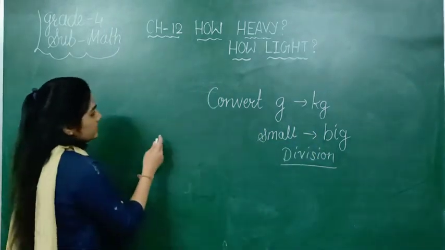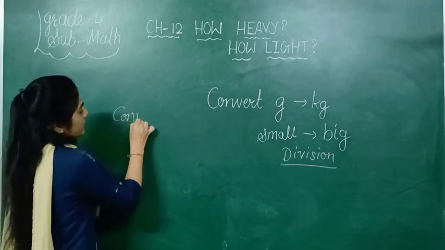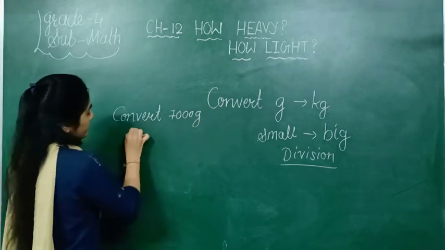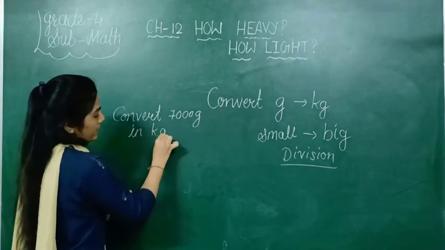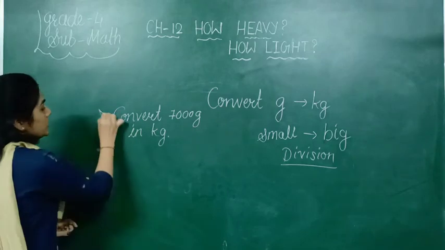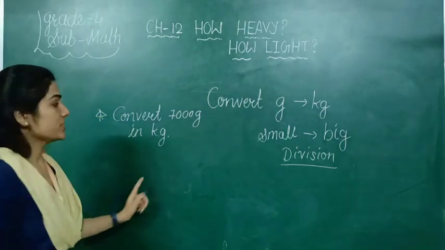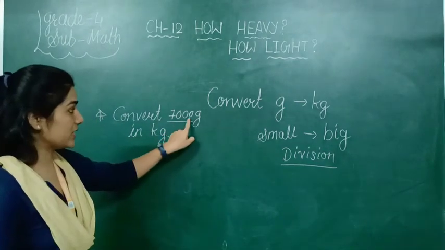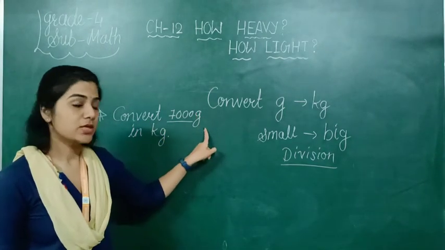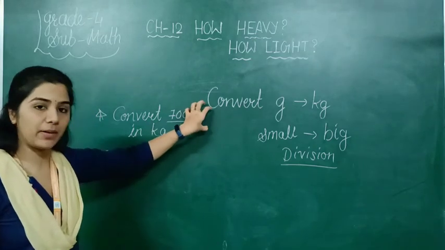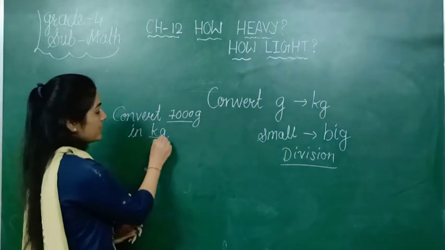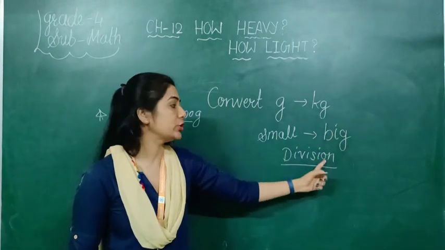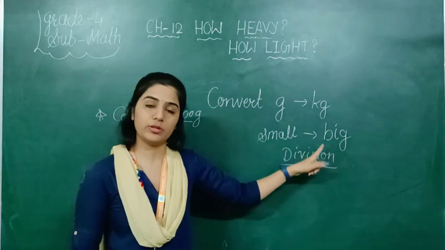So how can we do this in the sum? Let's start. Suppose I write here: convert 7000 gram in kilogram. This is your question. First we have to understand the heading: 7000 is given in gram, and we are converting gram into kilogram. That means we are going from a small to a big unit, so we need to do division. This you have to remember.